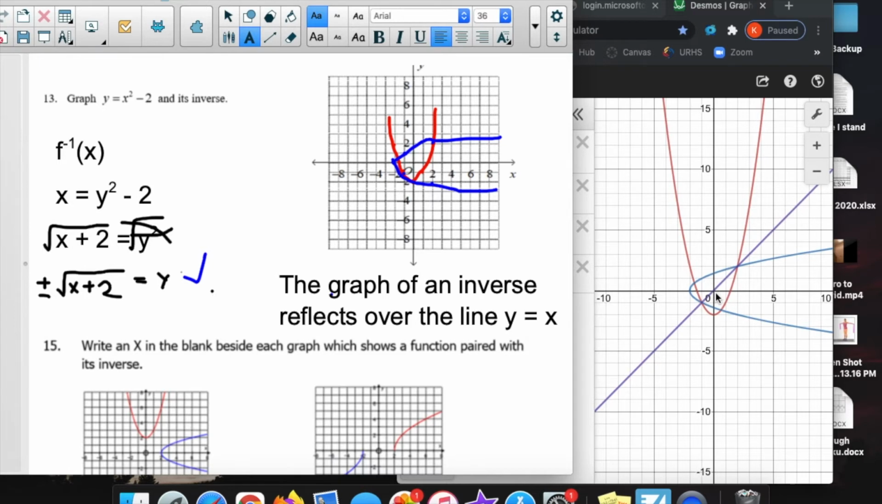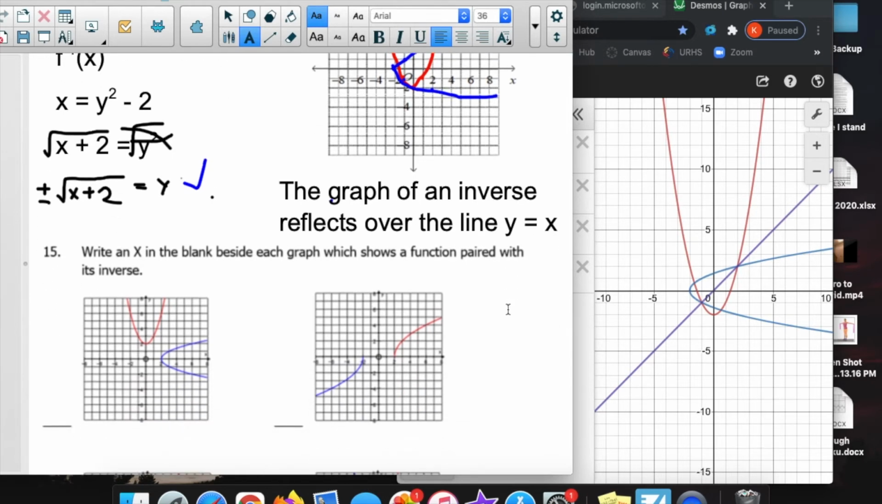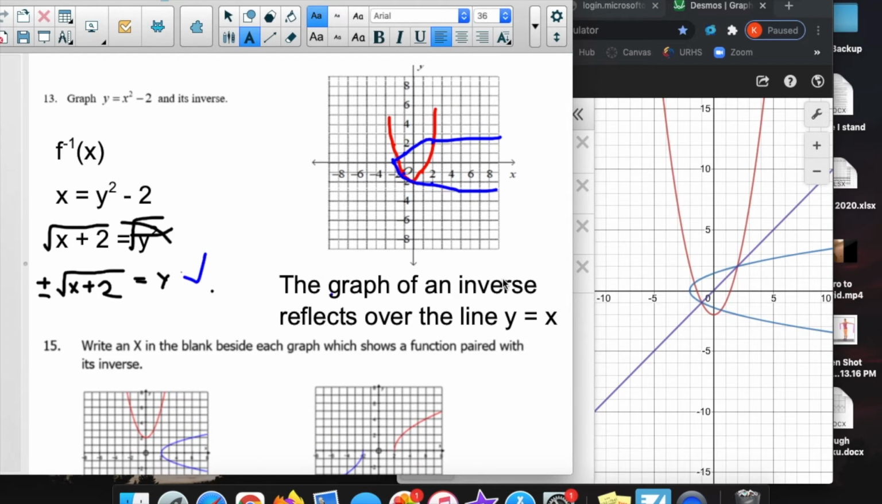That's just the line that goes through the origin with a slope of 1 over 1, just this line that goes diagonally straight through the middle of the graph. So every inverse, when you graph an original and then graph its inverse, they're always going to reflect over this line. That's your guideline as you do problems like this to ensure you found the proper inverse. You check it by asking, does it look the same on both sides of the line y equals x? And in this case, it does.